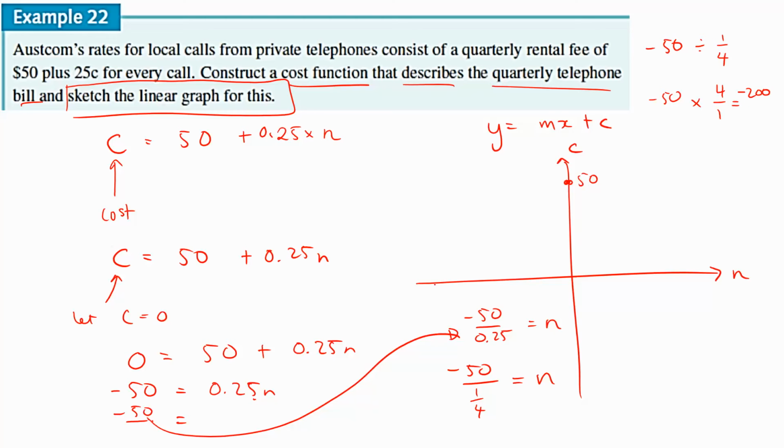Now here's the question. If it's negative 200, it might be about over here. If I draw my straight line, have I done it properly? No. What am I doing wrong? Because this is application questions. Felix, what am I doing wrong? What's wrong with the graph?